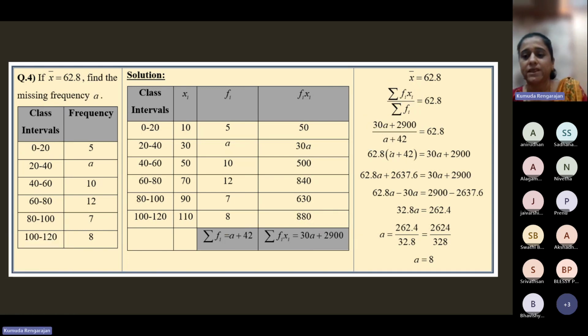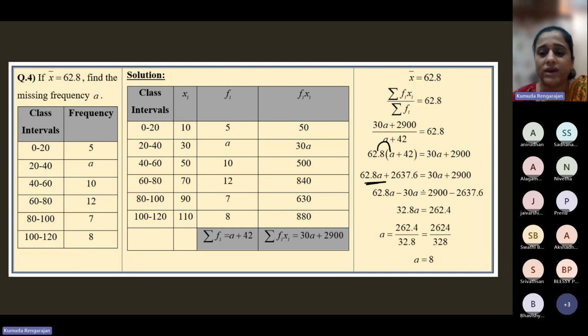Cross multiply. So what do you get? 62.8 into A plus 42. You can see it here. 62.8 into A plus 42 is equal to 30A plus 2900. Or you can also write 30A plus 2900 is equal to 62.8 into A plus 42, that is also fine. So then you know how to work. Be careful while multiplying. 62.8 into A is 62.8A.